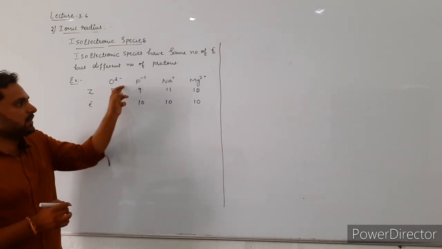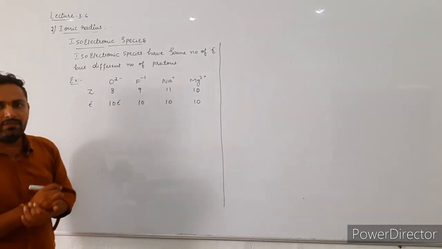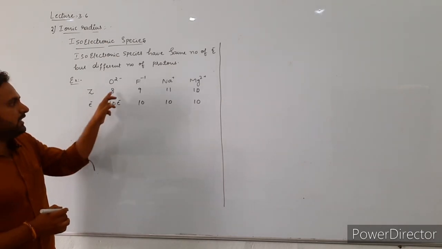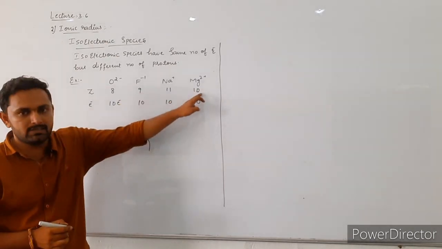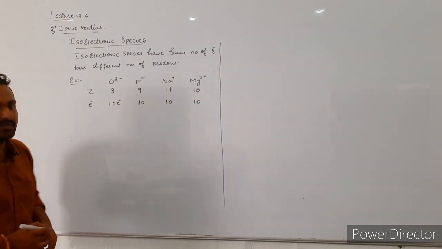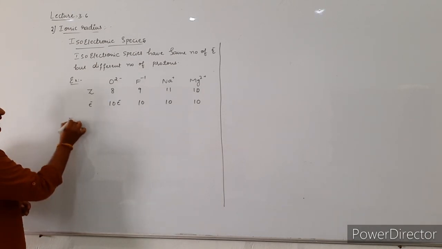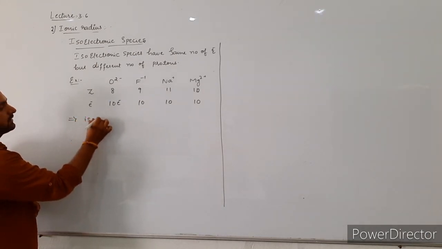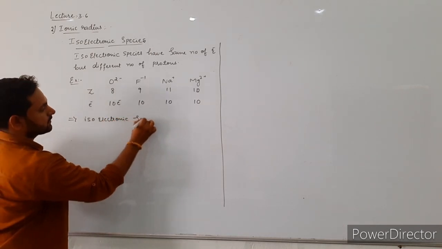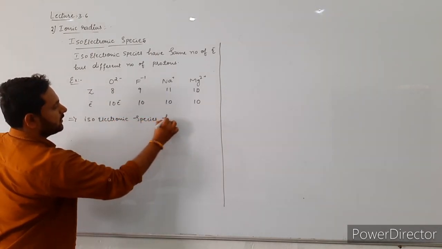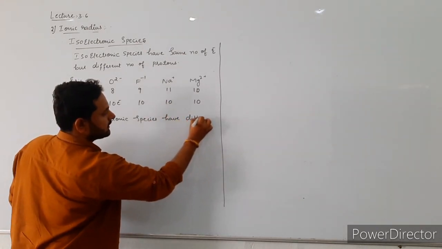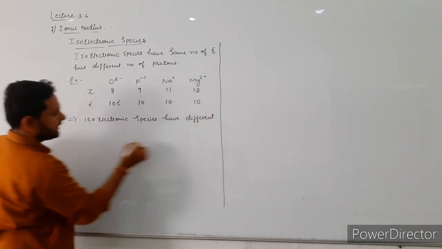And these isoelectronic species, they are different in radius. Why? Because due to different number of protons, there is a difference in radius between isoelectronic species. Isoelectronic species have different ionic radius.